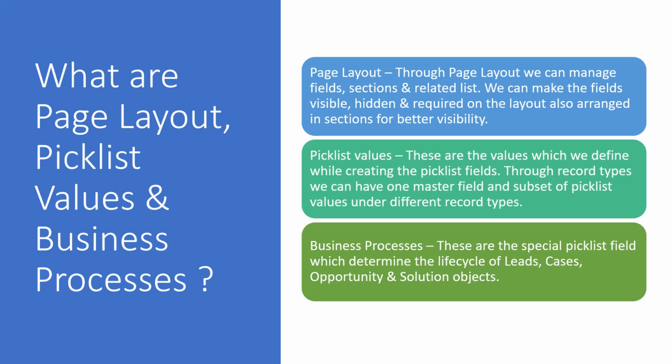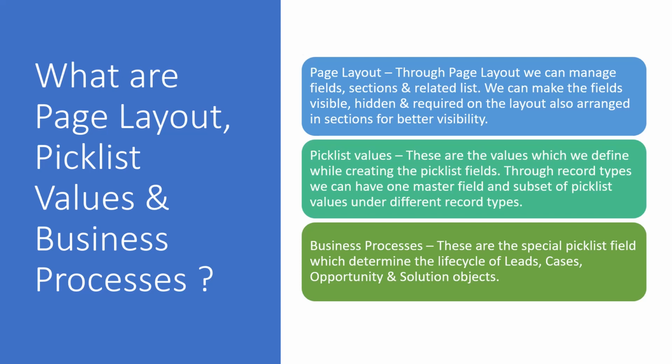Page layouts. Through page layouts, we can manage fields, sections, and related lists. We can make the fields visible, hidden, and required on the layout, and we can also arrange sections for better visibility. Picklist values. These are the values which we define while creating the picklist fields. Through record types, we can have one master field and a subset of picklist values under different record types. Business processes. These are special picklist fields which determine the life cycles of lead, case, opportunity, and solution objects.